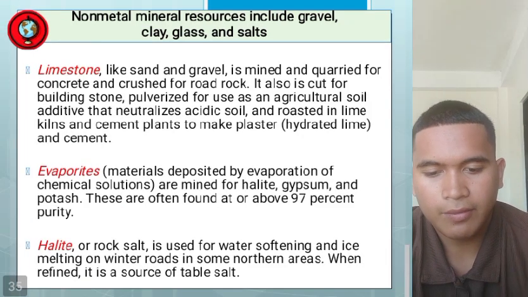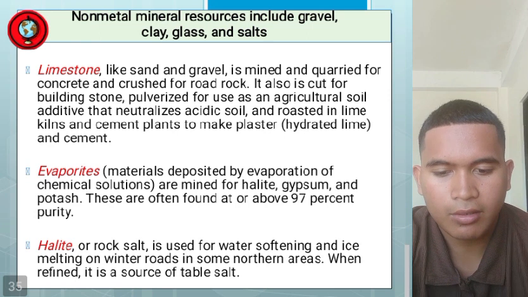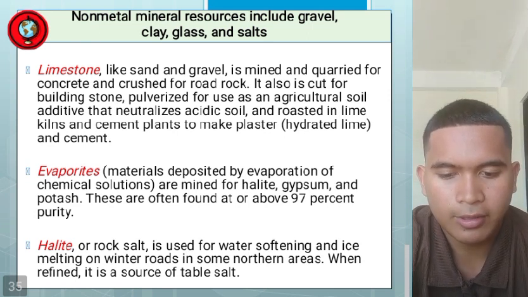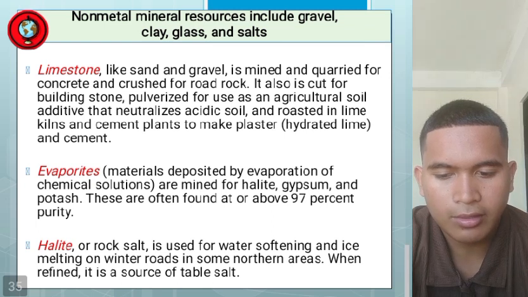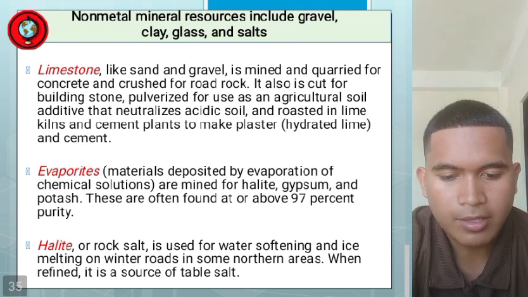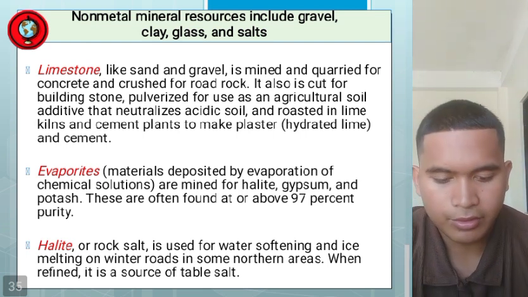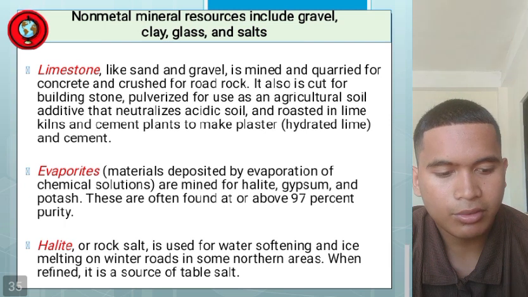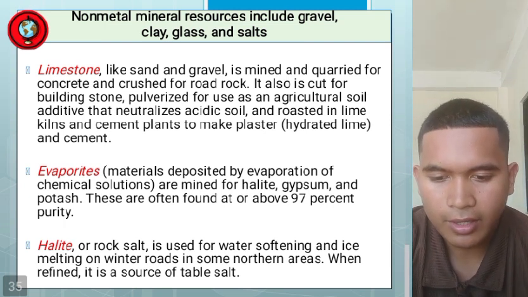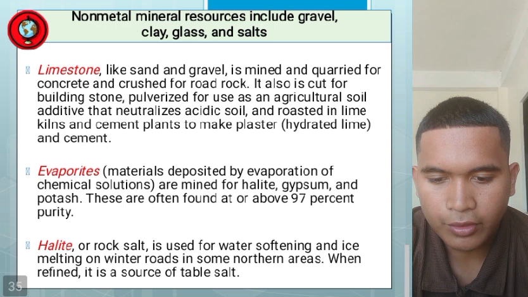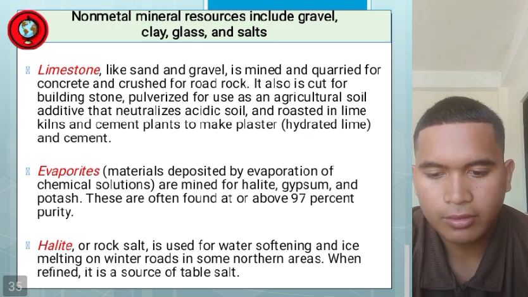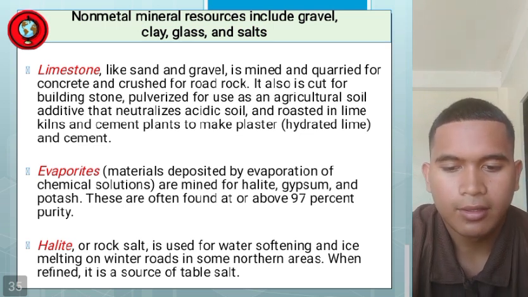Limestone, like sand and gravel, is mined and quarried for concrete and crushed for road rock. It is also cut for building stone, pulverized for use as an agricultural soil additive to neutralize acidic soil, and roasted in lime kilns and cement plants to make plaster, hydrated lime, and cement. Examples of limestone are fossiliferous limestone and Columbus limestone. These are used for agricultural soil to neutralize acidic soil.